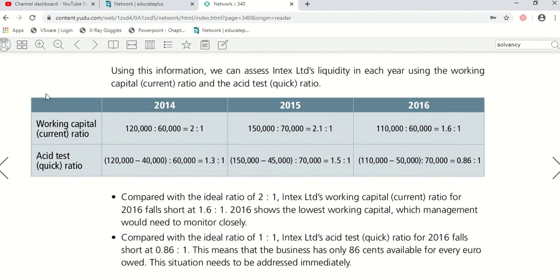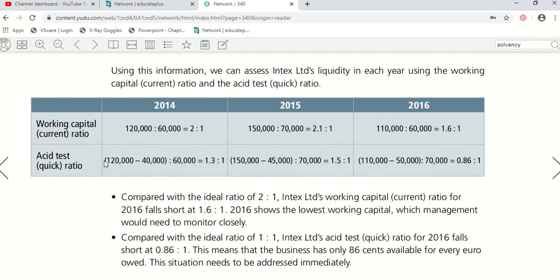Based on the two liquidity ratios, remember, number one can be called the working capital ratio, because you're comparing all of the current assets to the current liabilities. It can also be called the current ratio because it's all about the current assets and current liabilities. The other ratio is called the asset test or the quick ratio because it's quicker to convert your assets to cash, as you're taking out the closing stock. Just be aware that they can be called either.